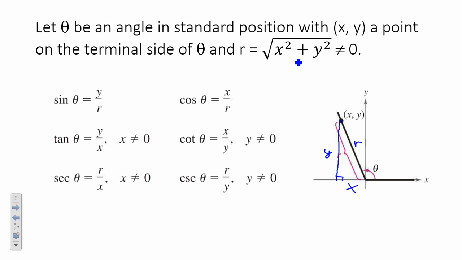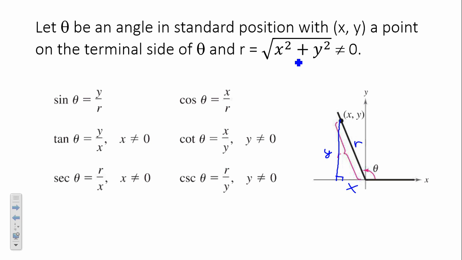So the sine of theta is not just y, it should be y over r. Because the sine of theta is going to be the opposite over the hypotenuse if we take it back to the triangle form. The cosine is going to be the adjacent over the hypotenuse, x over r. And the tangent's the opposite over the adjacent, y over x.